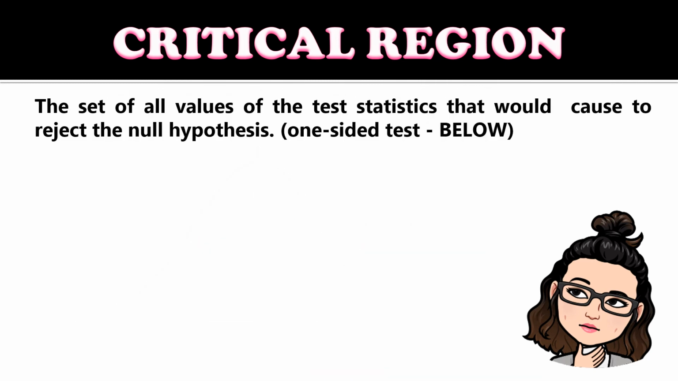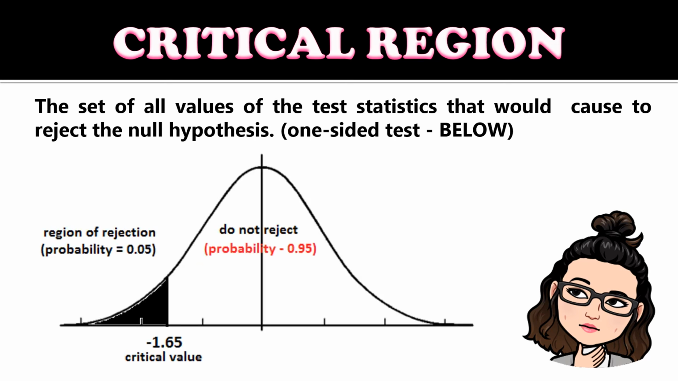Next, we have the one-sided test below. Here's how it looks like. We have the region of rejection, probability is 0.05. The critical value is negative 1.65. So anything to the left of negative 1.65 would be rejected. And anything to the right of negative 1.65 is in the do not reject region, which has the probability of 95%.